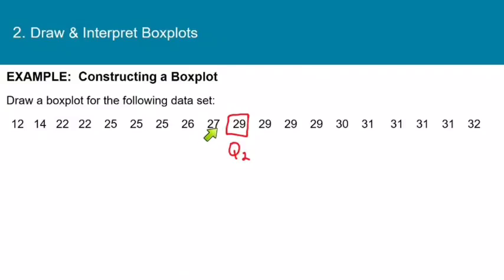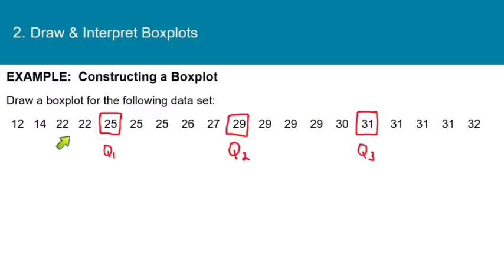And now Q1 will be the median of the lower half. So in the lower half we have 1, 2, 3, 4, 5, 6, 7, 8, 9 values. 9 plus 1 is 10. 10 divided by 2 is 5. So Q1 is the 5th value. And then Q3 is the median of the upper half. So there are 10 numbers here as well. So 1, 2, 3, 4, 5. This will be Q3.